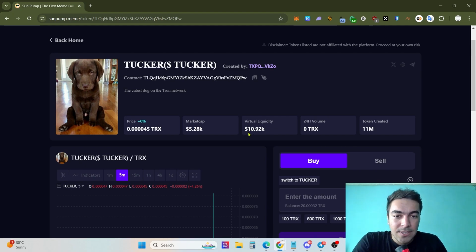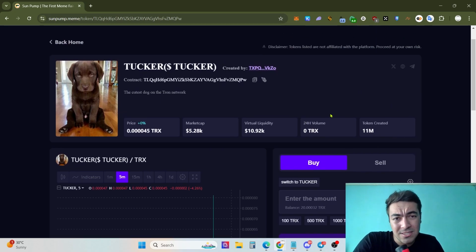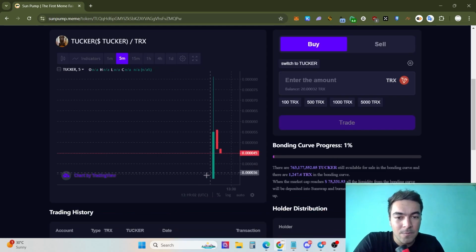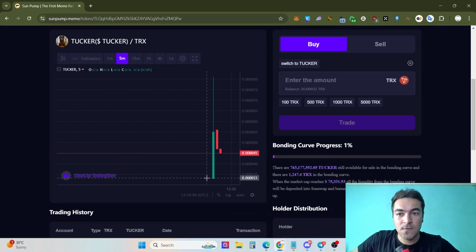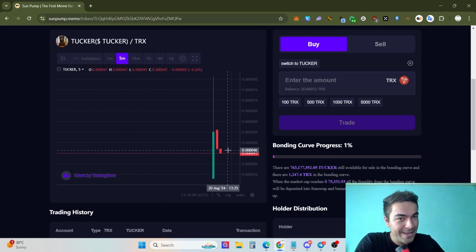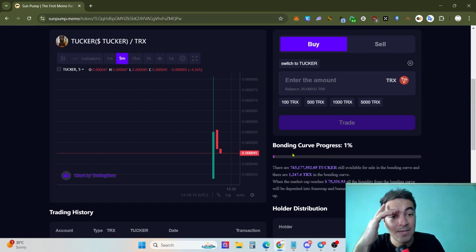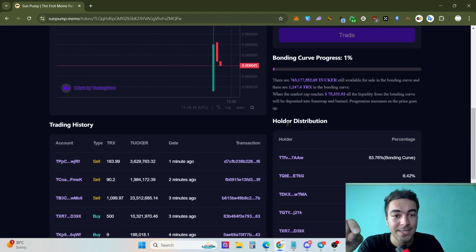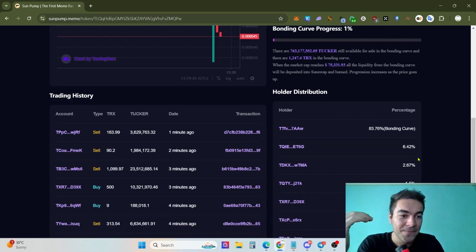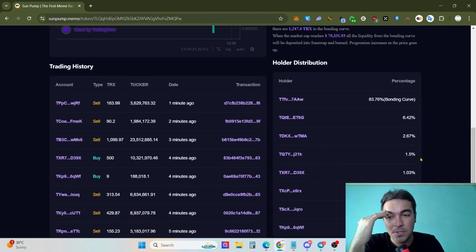And yes, virtual liquidity is 11,000, market cap is 5,000, and price, token created, I mean that's the token supply, and there is no 24 hours volume, and that's not so good because probably everybody buys the token at the first time, and the token is pumping, they pump the token, and then they sell and they send some money to their wallet, to their base, and then bonding curve progress. There is no progress, holder distribution. There is no right holder distribution and trading history.